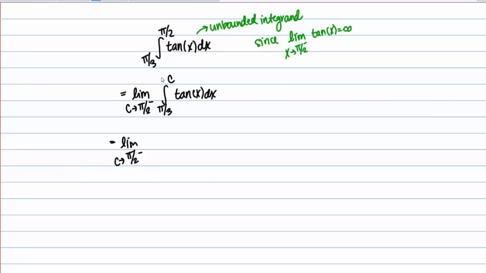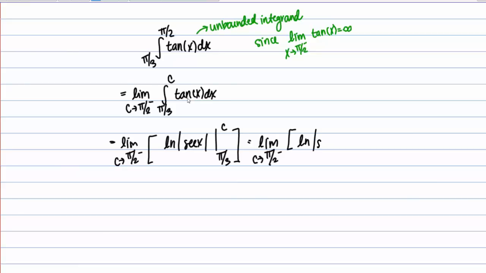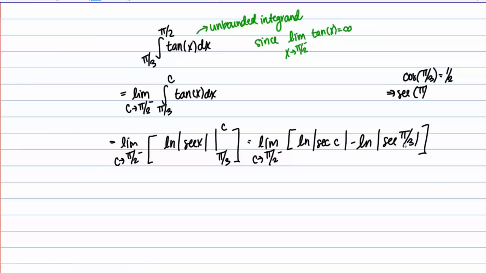So the antiderivative of the tangent of x is actually the natural log of the absolute value of the secant of x, and we're going from pi over 3 to c. If I plug in those limits of integration, I have the natural log of the absolute value of the secant of c minus the natural log of the absolute value of the secant of pi over 3. Now we can evaluate the secant of pi over 3. We know that the cosine of pi over 3 is 1/2, so that tells us that the secant of pi over 3 equals 2.